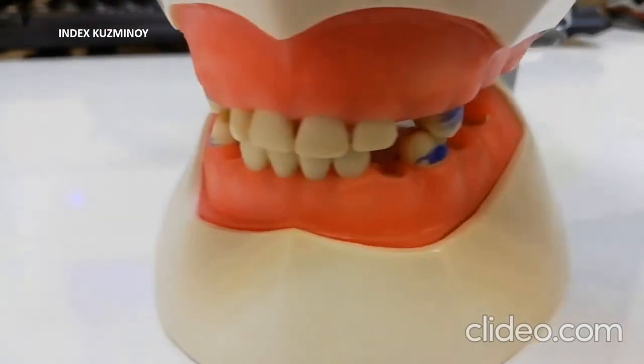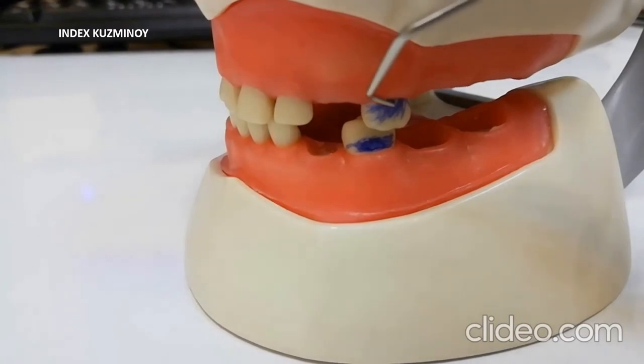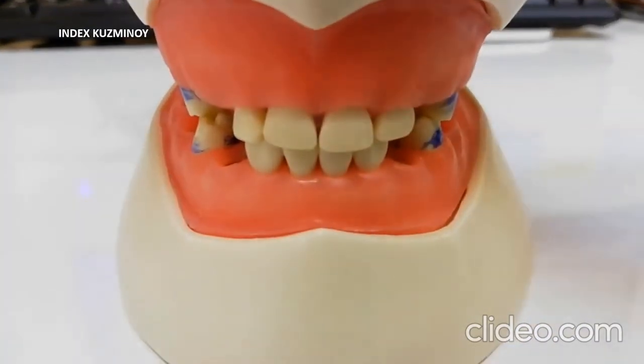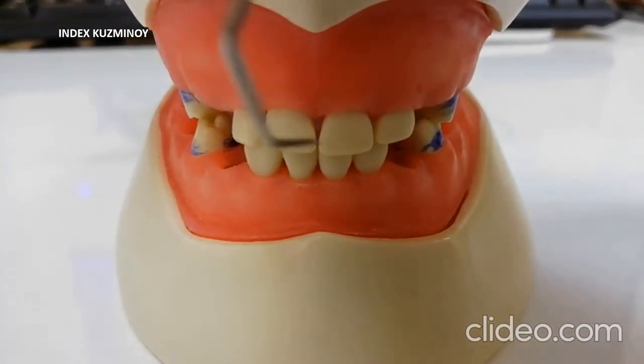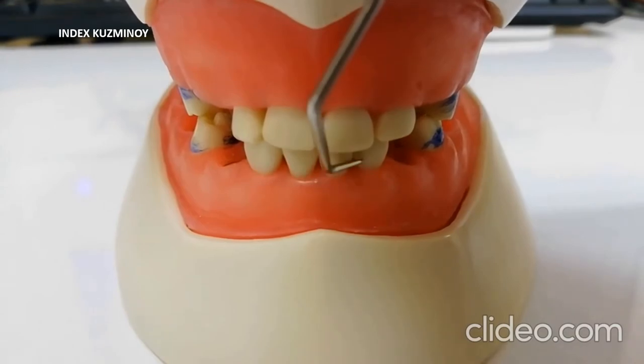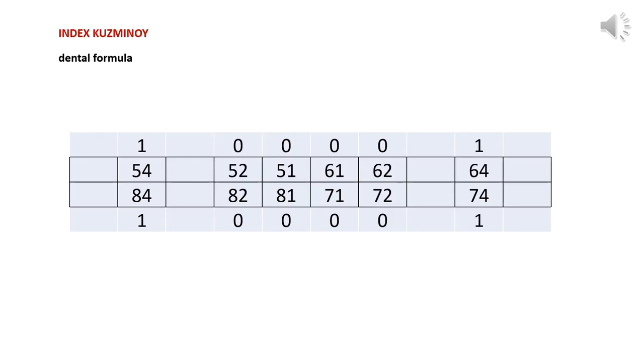Thus, suppose there is plaque on all temporary first molars, that is, on 4 teeth. We put code 1 near all the first molars and code 0 near the other teeth. Having written down the dental formula according to age, we put a code near each tooth, whether there is plaque or not. We have a 1 year old child, so he has 12 teeth in total.